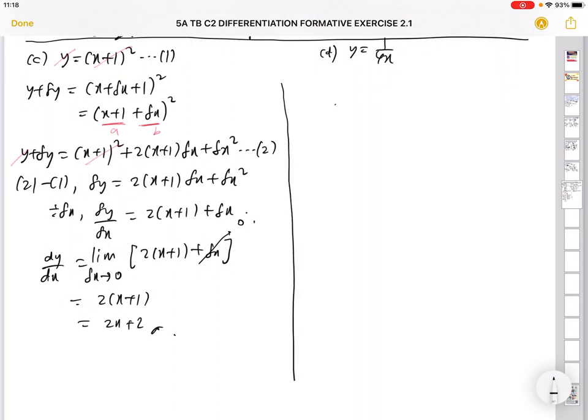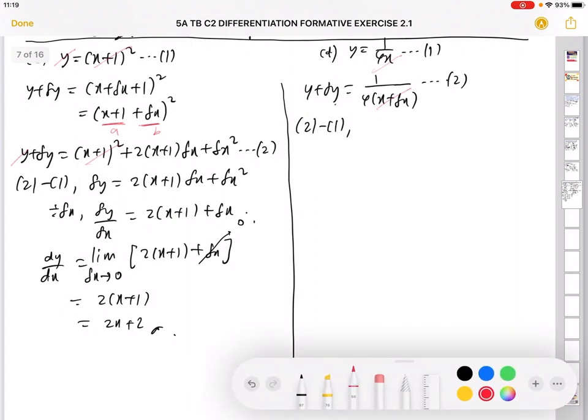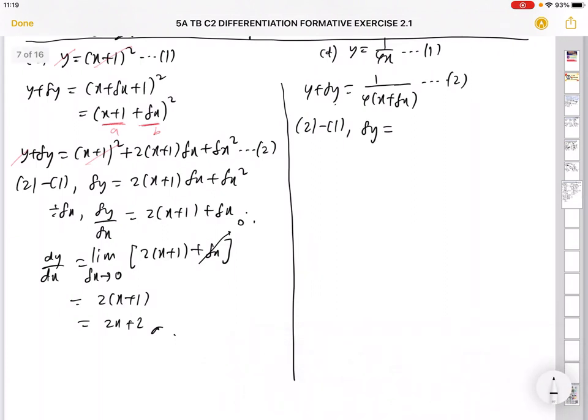Equation 2 will be y plus delta y equals 1 over 4 times (x plus delta x). Equation number 2 minus 1. Now take note that you cannot cancel this 2. You can't cancel that. So this is a bit unique because you have to subtract 1 by 1. So delta y is left, the y you can cancel though: 1 over 4(x plus delta x) minus 1 over 4x.